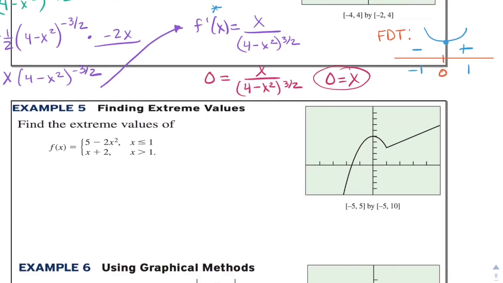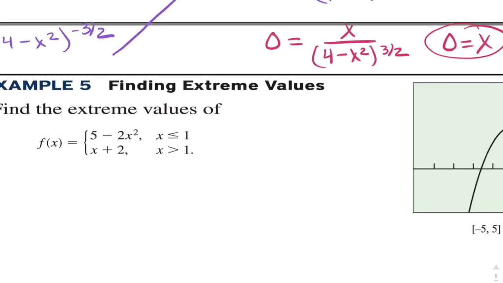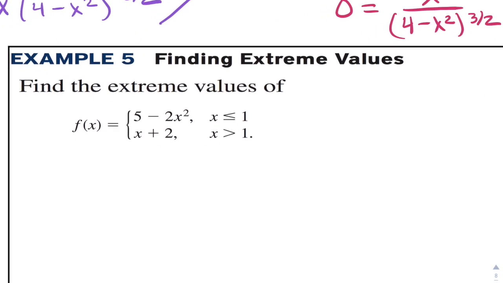Going on to the next example. Find the extreme values of this location of these functions. So find the extreme value.